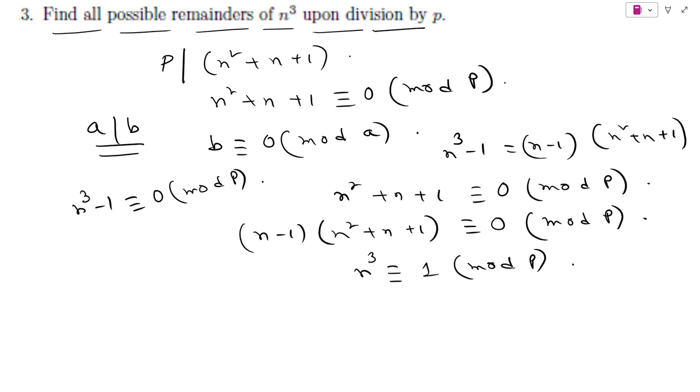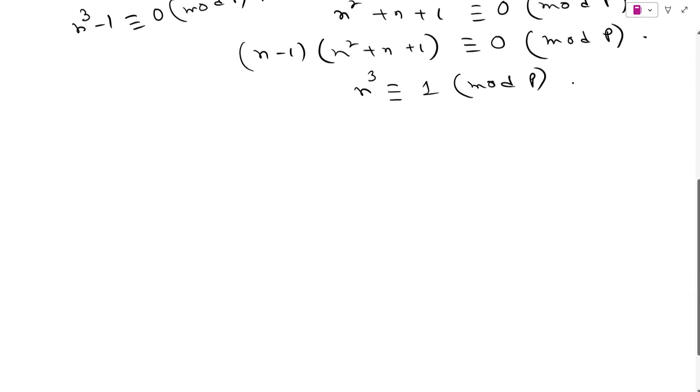Okay. In number theory, always examine the small primes separately. So let us check P equal to 3. The given condition becomes N square plus N plus 1 is congruent to 0 mod 3. Now test the three possible residues modulo 3.